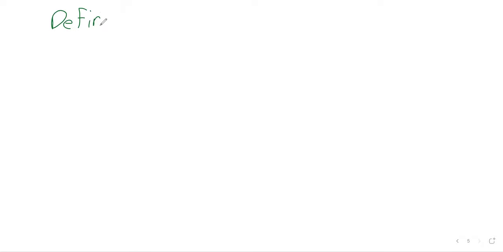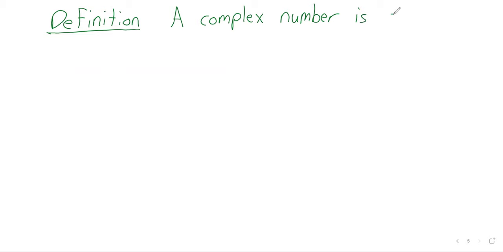So, definition. A complex number is, we call it a number, and it is a number, but it's really a sum. It's something plus something else.